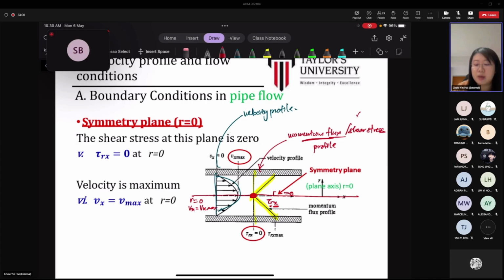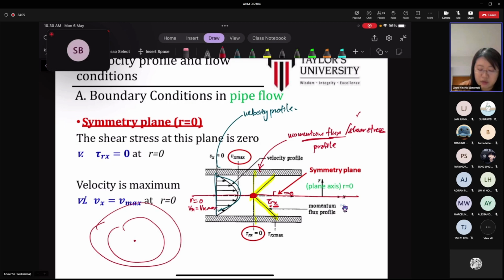Because the momentum, you just imagine this is the pipe, and the fluid is flowing. So the momentum actually transfers in radial direction. So that's why for this plane here, it's r. For cylindrical coordinates, we only have 3, which are the x, r, and theta. So that's why here it is tau rx.